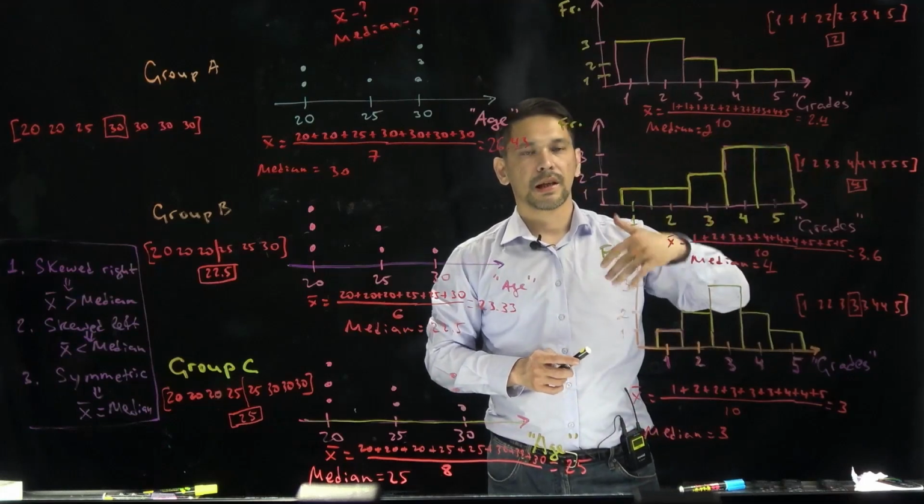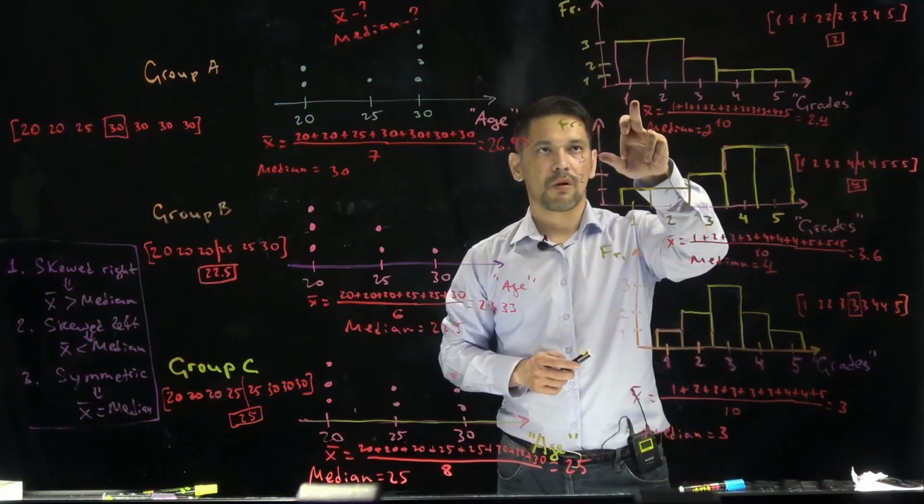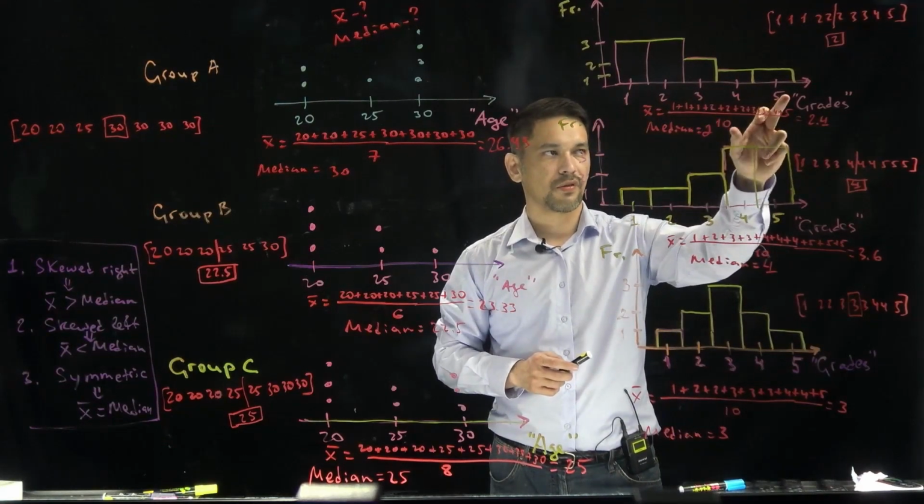So I have to sum up 10 numbers and then divide that sum by 10 in order to get the average. So it's 1 plus 1 plus 1 plus 2 plus 2 plus 2 plus 3 plus 3 plus 4 plus 5 divided by 10.